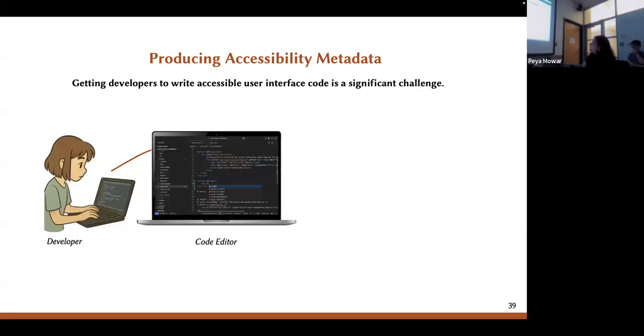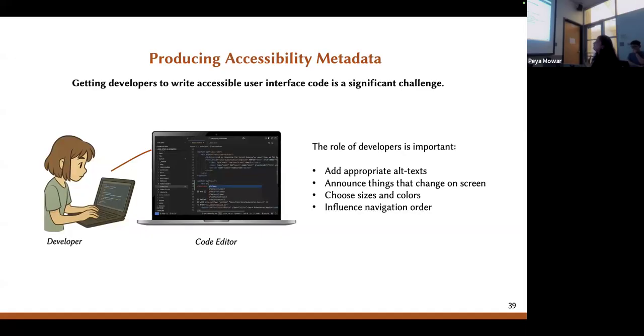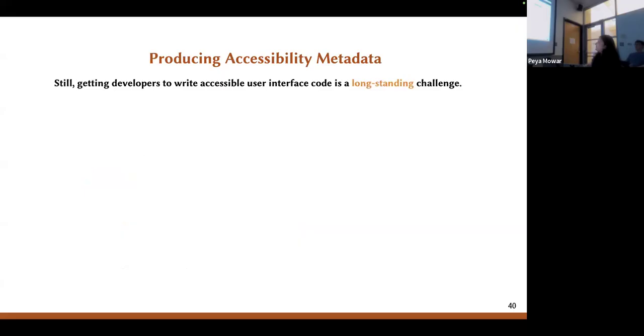So we need the developer in the loop, because the developer decides what kinds of alternate text should go in the website. The developer knows the purpose of every component and element on the page, and they need to announce things that change. They ultimately choose the sizes and different colors, and the choices that they make in their code actually influence the navigation order. And there are guidelines for making content accessible, which can help developers write better UI code. But we've still seen that getting developers to write accessible user interface code is actually a very long-standing challenge.